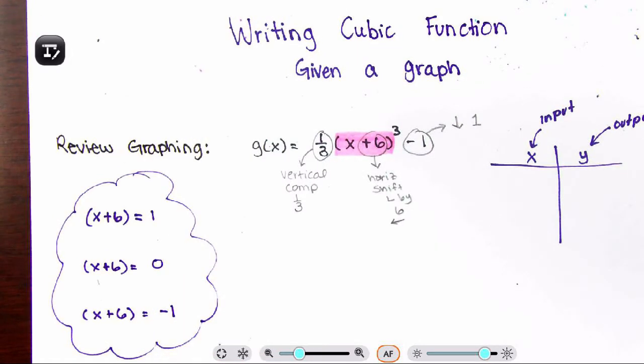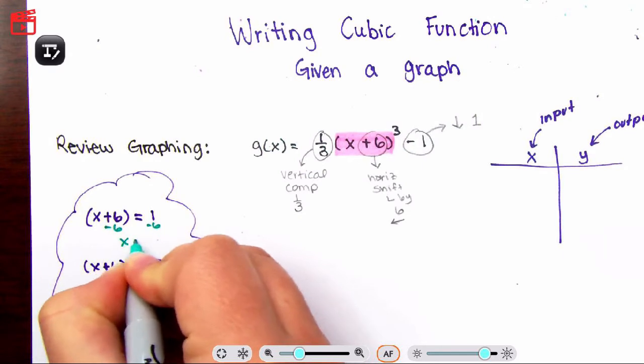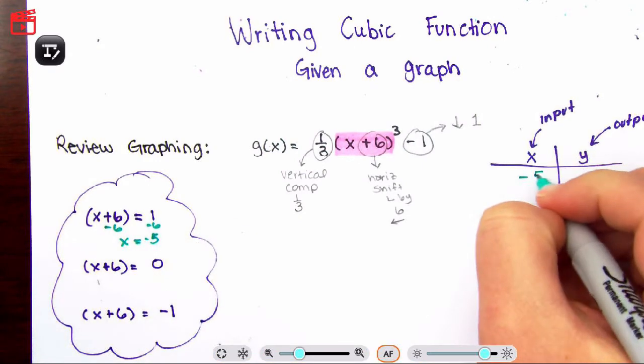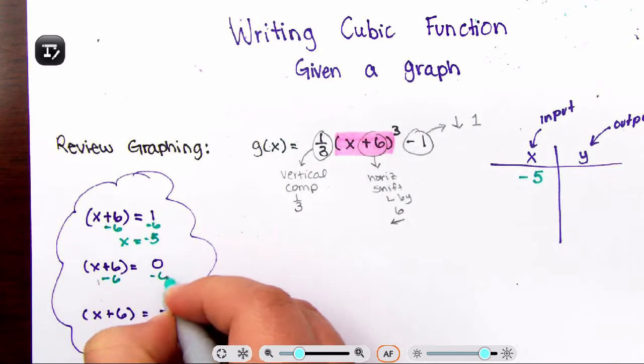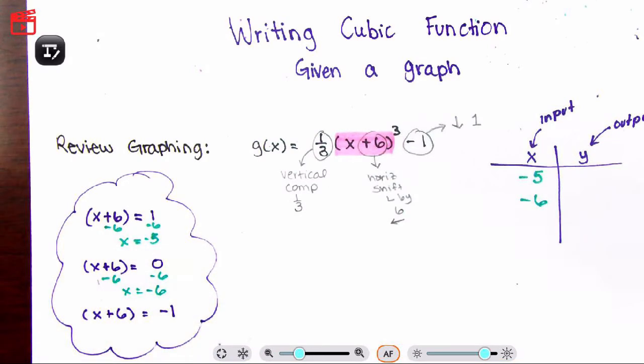Now you're going to solve, just like you would usually. So I'm going to subtract 6 from both sides. So x is equal to -5. So -5 is one of my x values. Now I'm going to do it again. 0 minus 6, -6 is my input. Again, -1 minus 6, x is equal to -7. So -7 is another one of my inputs.